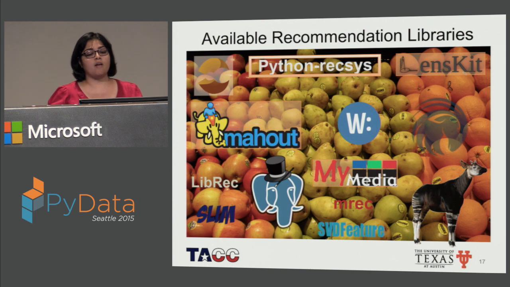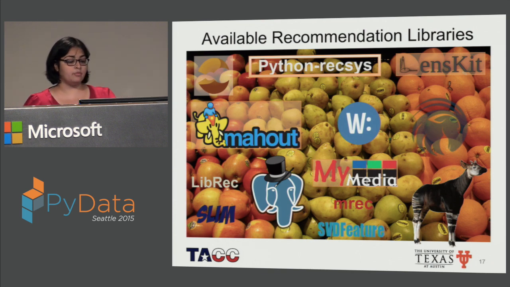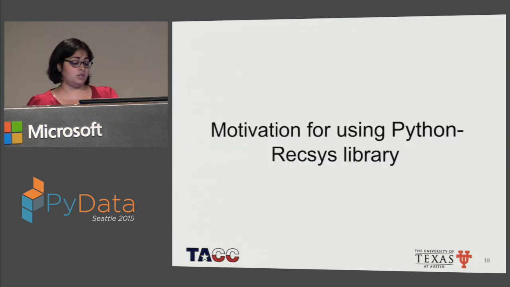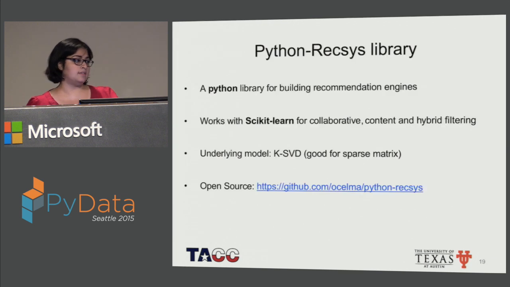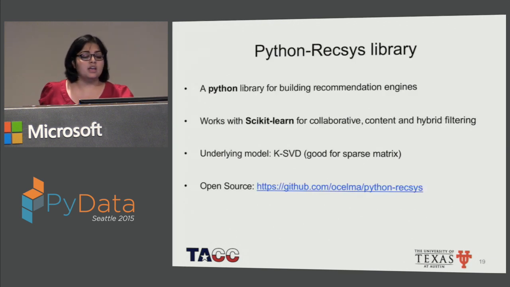So these are available recommendation libraries. Each one of them works better depending on what kind of question or what kind of data you have. For my purpose, I chose Python Rexus. Why did I choose Python Rexus? Obviously, as I was writing code in Python, it is a Python library for building recommendation engines.